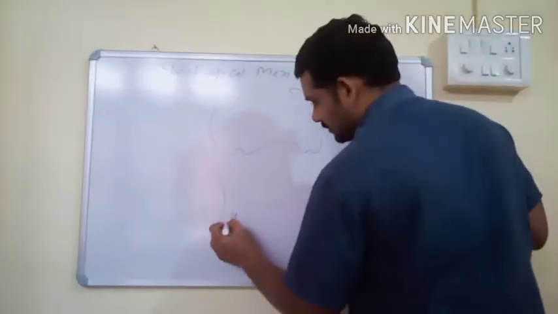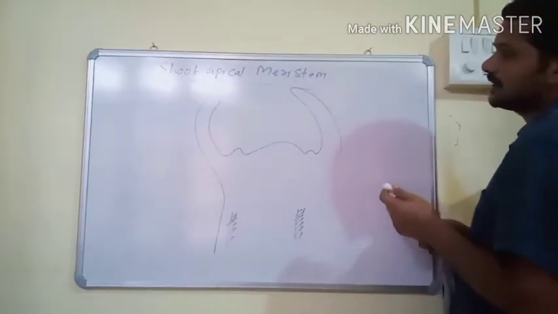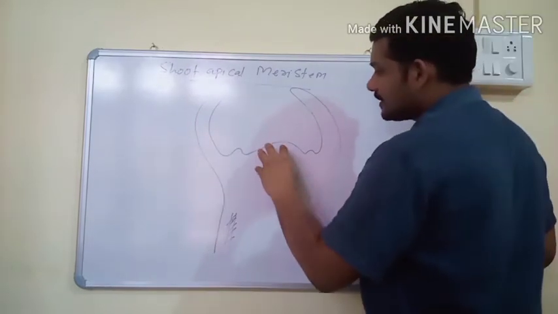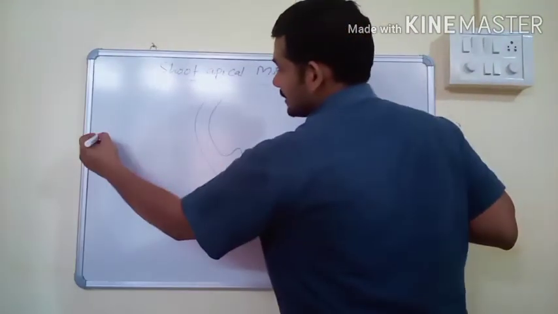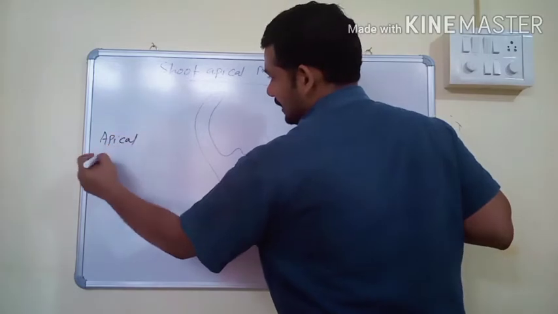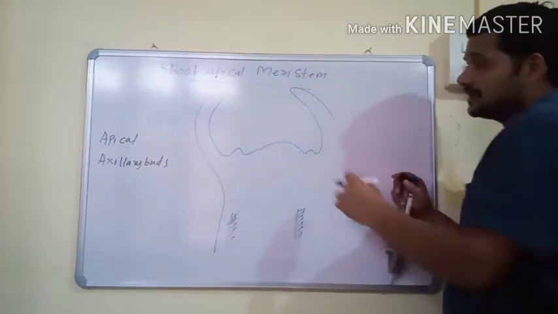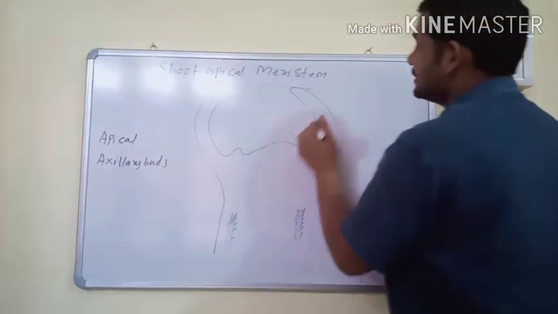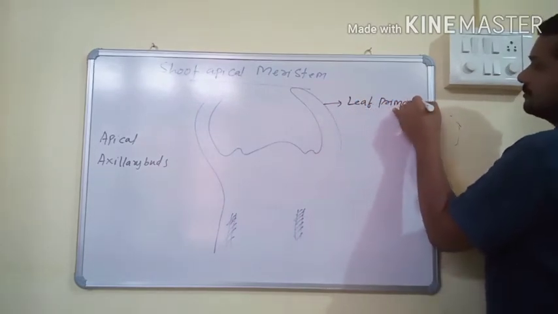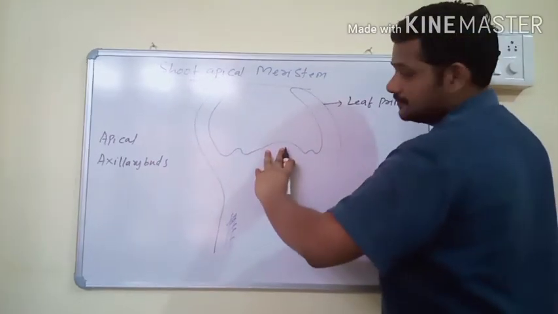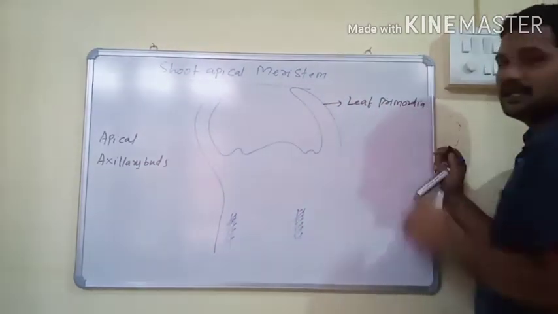I have drawn only the outer line of the shoot apical meristem. This is the shoot apical meristem, and usually it is present internally at the apical and axillary buds. If you look internally at the apical and axillary buds, you will see the shoot apical meristem. And this is the leaf primordia. The shoot apical meristem is protected by young leaves, and these young leaves are called leaf primordia.